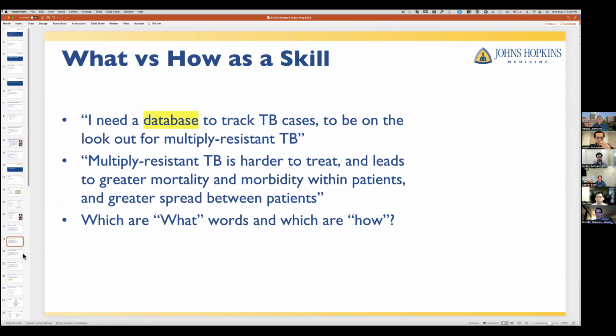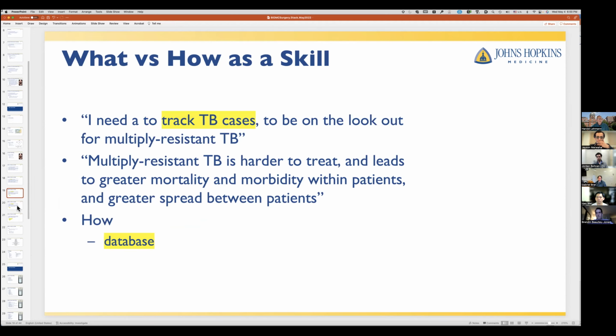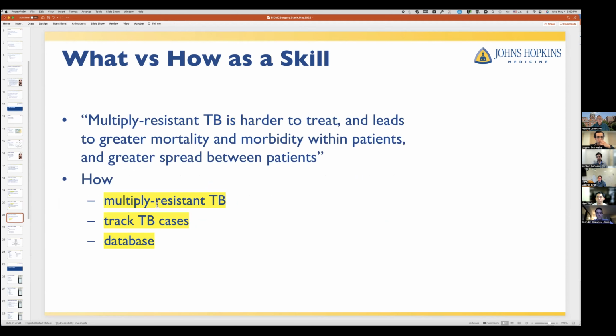So there's the how word, etc. So I just went to that example. So multiply resistant TB is kind of interesting. Here I put it under how. This is one of those in-between concepts that somebody in the outside world can understand the notion of TB, but they may not understand that multiply resistant is an important thing. So in many ways, if you're a physician, you're a how person to a patient, but to the informatics guy, you're a what person. So one person's what can be another person's how.